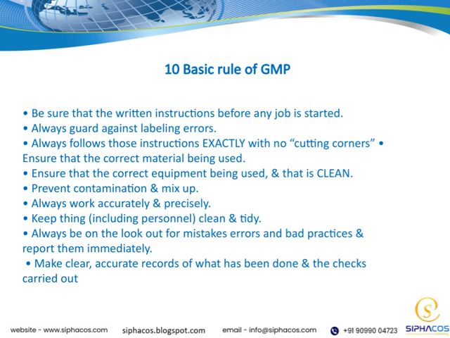It's also important to stay vigilant for mistakes, errors, or bad practices as they happen. Reporting these immediately helps us correct issues early and prevent bigger problems later. Lastly, always keep clear and accurate records of what has been done and the checks you've carried out. Proper documentation is key to traceability and accountability, ensuring we meet GMP standards consistently. Remember, these are the basic rules of GMP, fundamental principles that keep our processes safe, compliant, and of high quality.